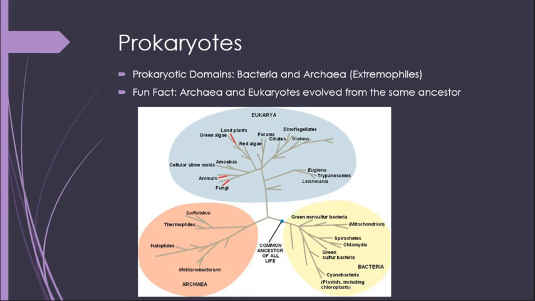But we know that the prokaryotic domains are the bacteria and the archaea, and the archaea are the extremophiles, the ones that live in ice cold or radioactive waste or super hot stuff. Now, fun fact, you'd think that both of the prokaryotes, the bacteria and the archaea, would have a common ancestor, but it turns out that the common ancestor is actually between archaea and eukarya. So archaea and eukarya are more closely related than archaea and bacteria, even though these are both prokaryotes.